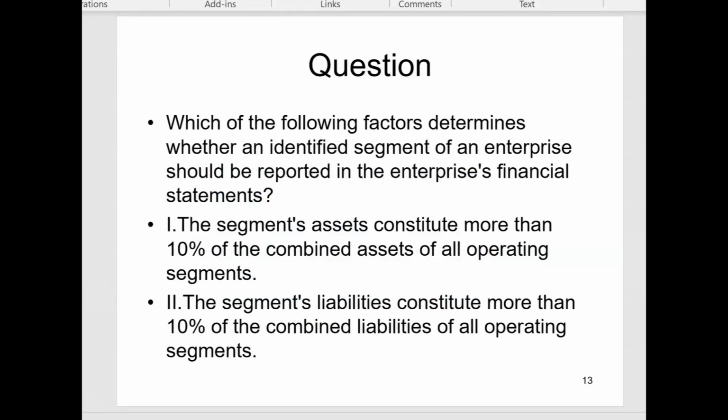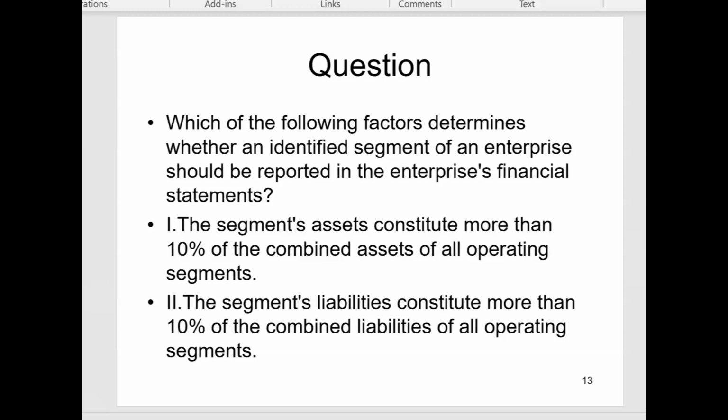Okay, so go to 13. Which of the following factors determines whether an identified segment of an enterprise should be reported in the enterprise's financial statements? Number 1 says the segment's assets constitute more than 10% of the combined assets of all operating segments. Boom. If that's the case, you're in the room, right? You're a reportable segment.